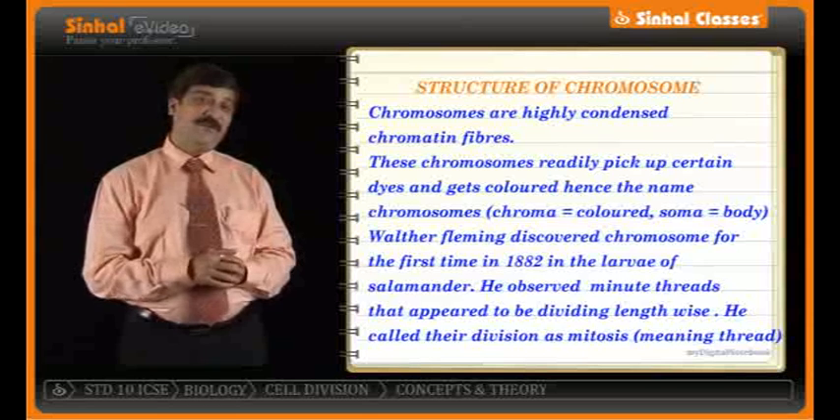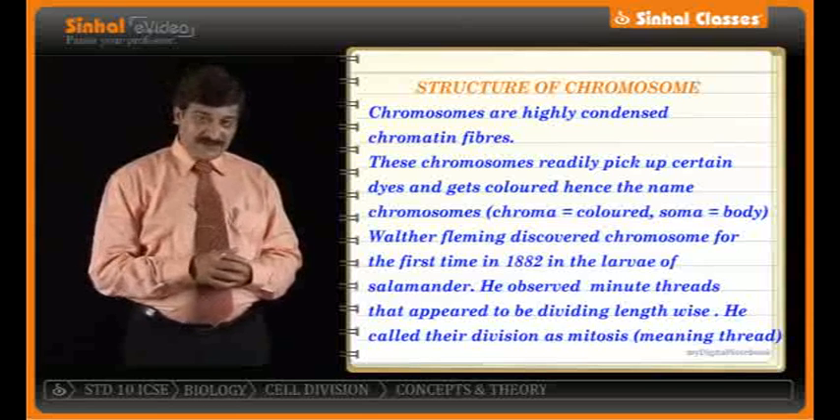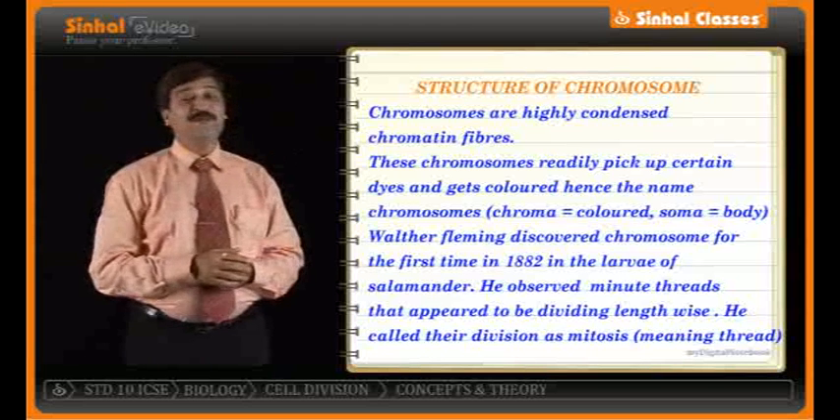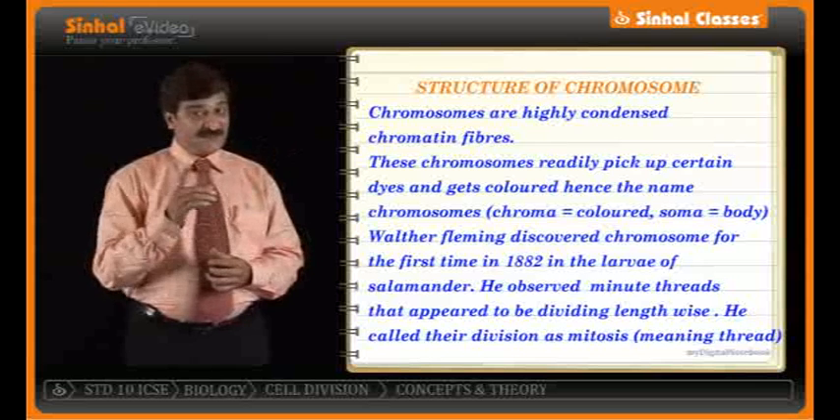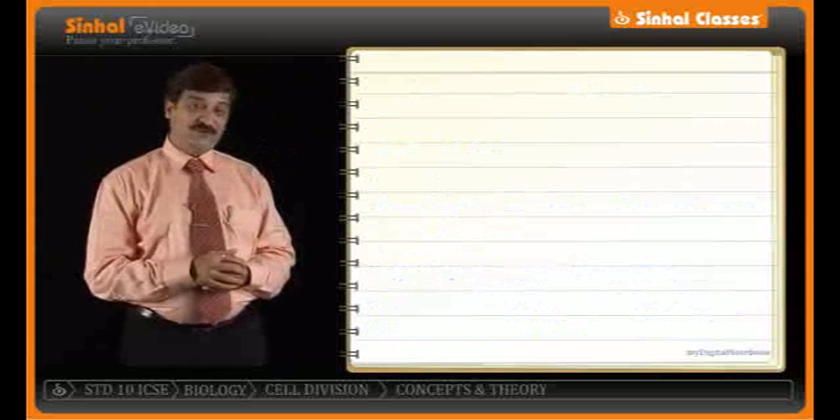As of today, when we talk about mitosis, we say that mitosis is in the soma, that is, the body cells. That's what we have already said. But here, the meaning given by Fleming is threads. When we talk about the structure of chromosome, let's see what the details are.